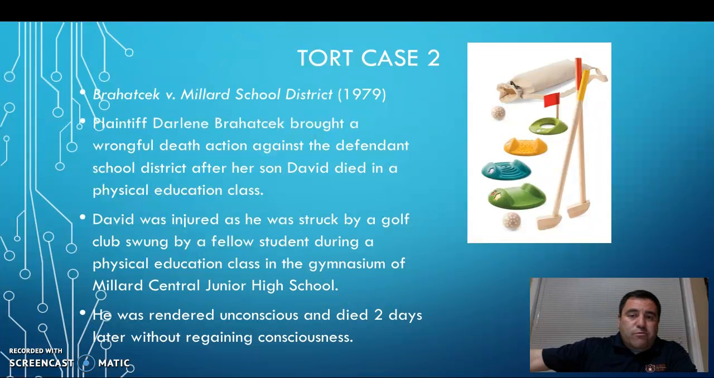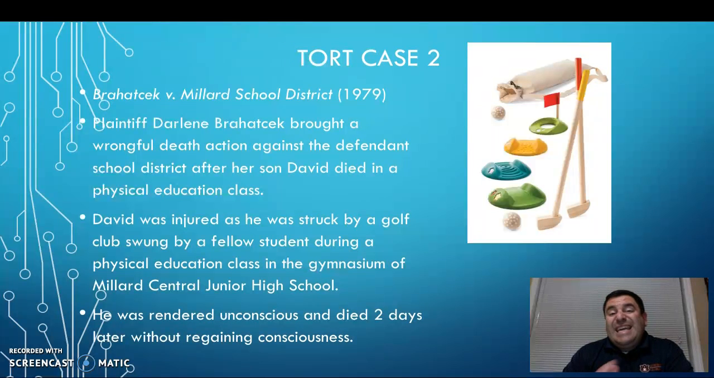And David was up against the wall or up against the bleachers, and some girl was swinging her golf club. Sometime in that moment, David walked close enough to get hit by the golf club. Okay, he was knocked unconscious, and he died 2 days later. He never regained consciousness, which is kind of sad for all parties involved, not just for the parents.